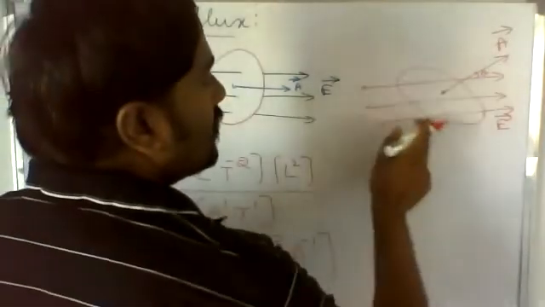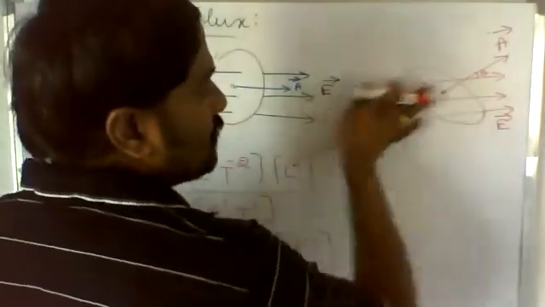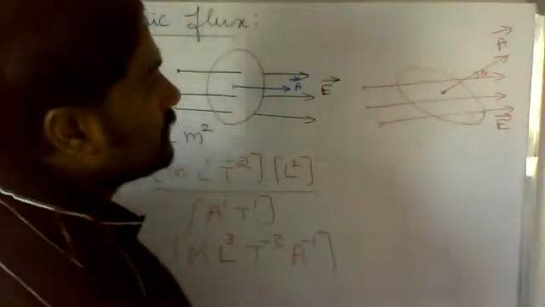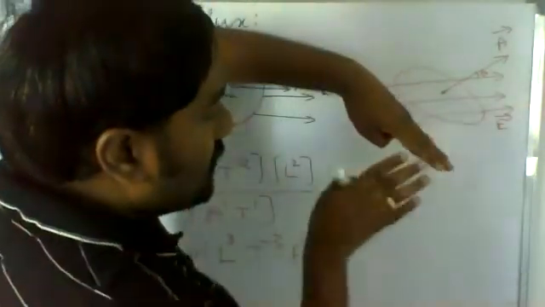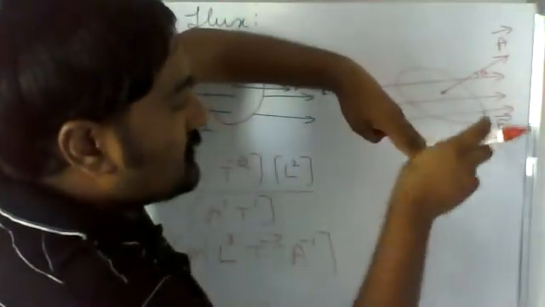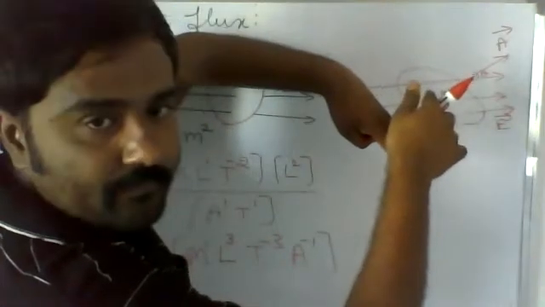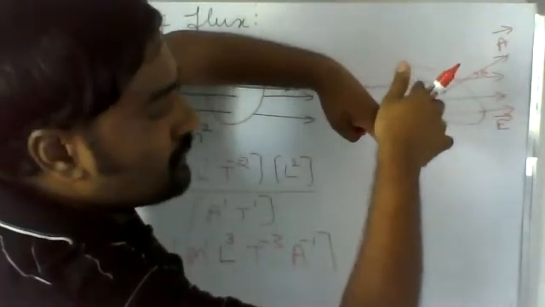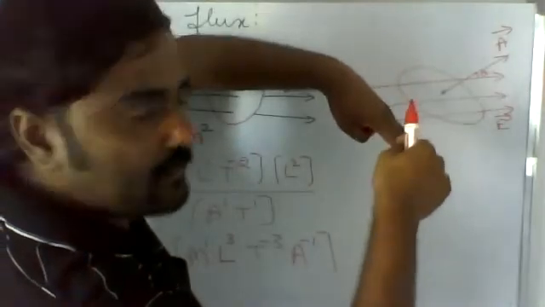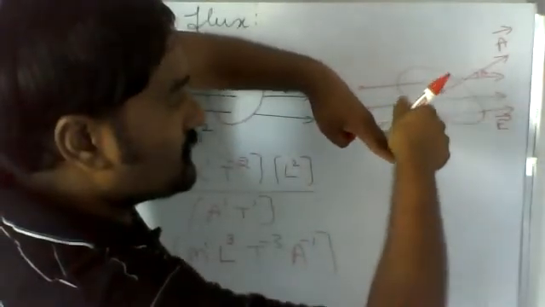So this is a circular disc. The number of electric field lines is passing like this, and this is the normal. Normal means imaginary perpendicular to the given surface. So this is the normal. This is the A vector.